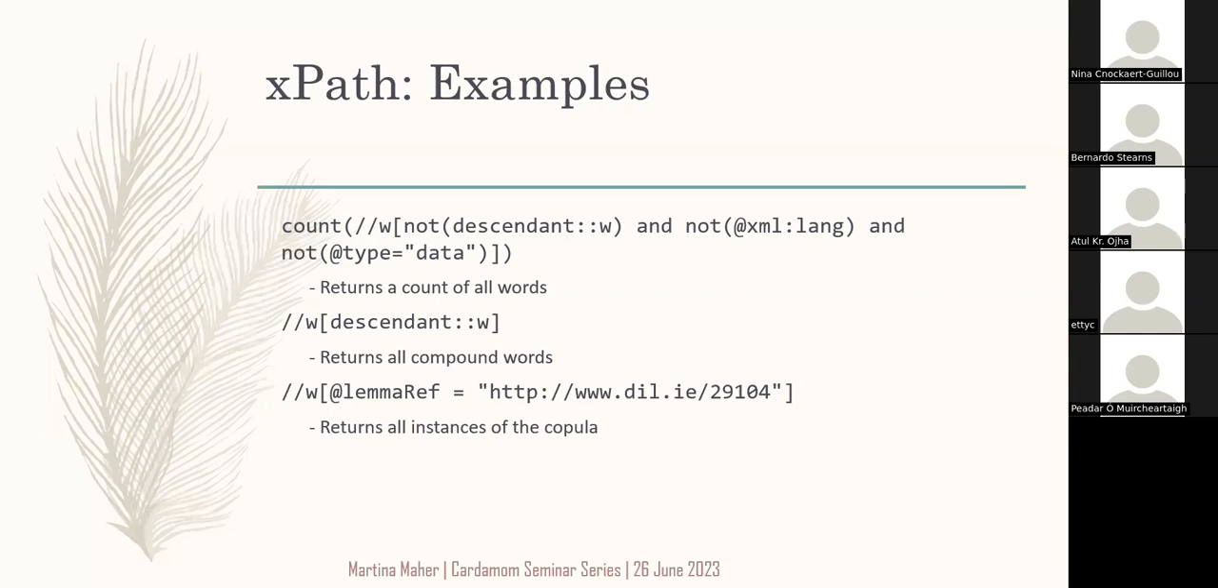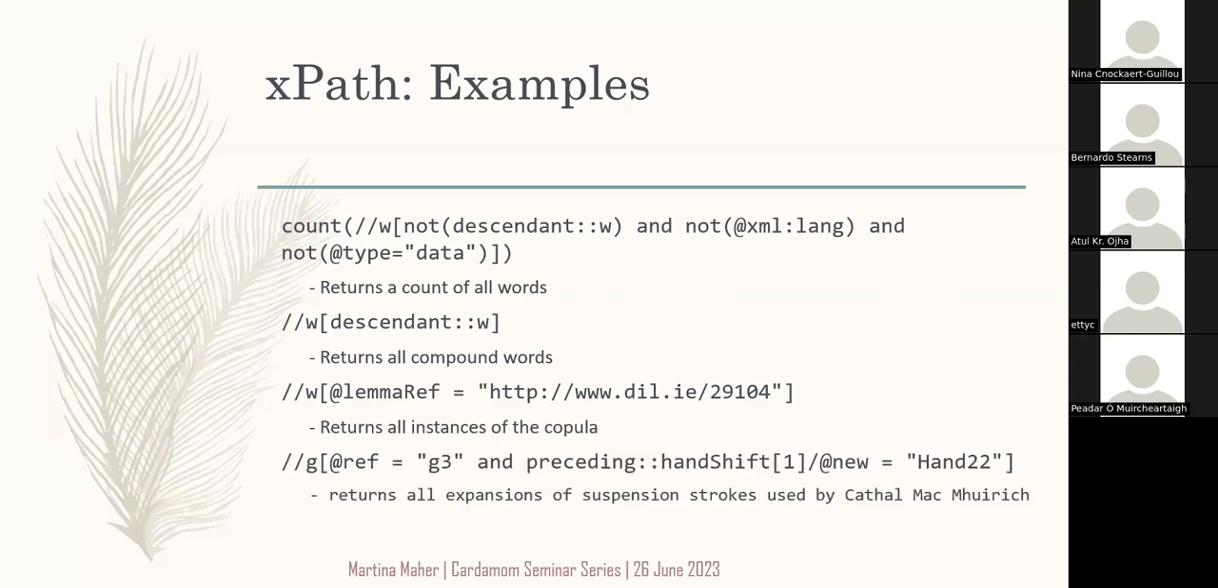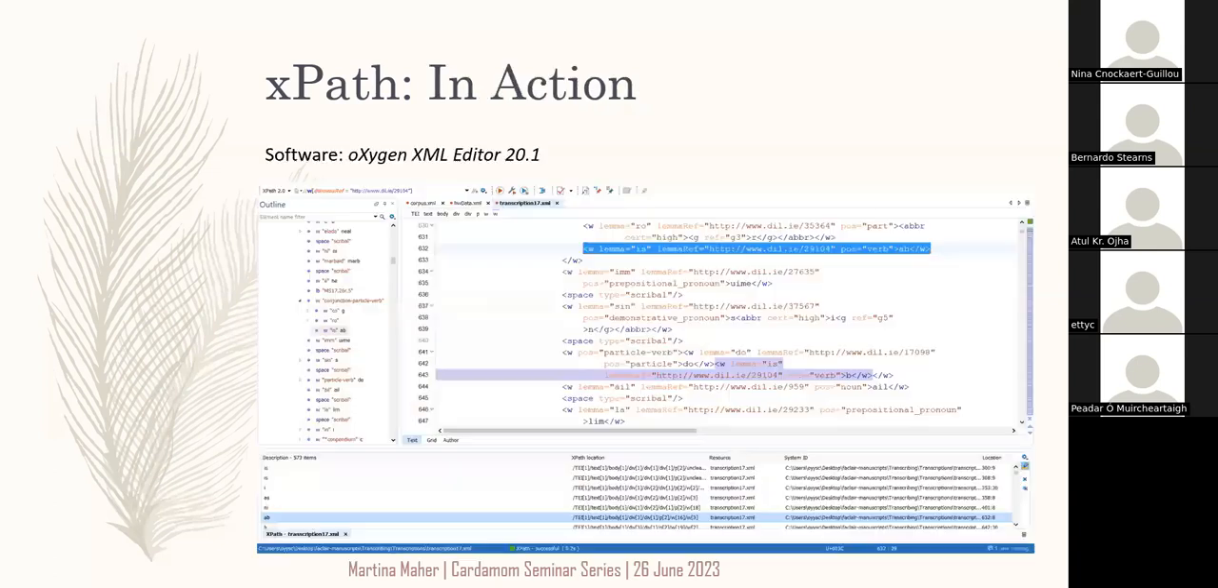There will be many, many instances of the copula, but there are some words where there's only 2 or 3 or 10 or 20 instances, and we can retrieve all instances across the entire corpus if we do a specific enough search, such as returning all instances of the copula. And then another one, for example, is anytime we want to find where a suspension stroke was used by a specific scribe, in this case, Cathal MacFidic, we could look at that as well, have the query tailored that much if need be.